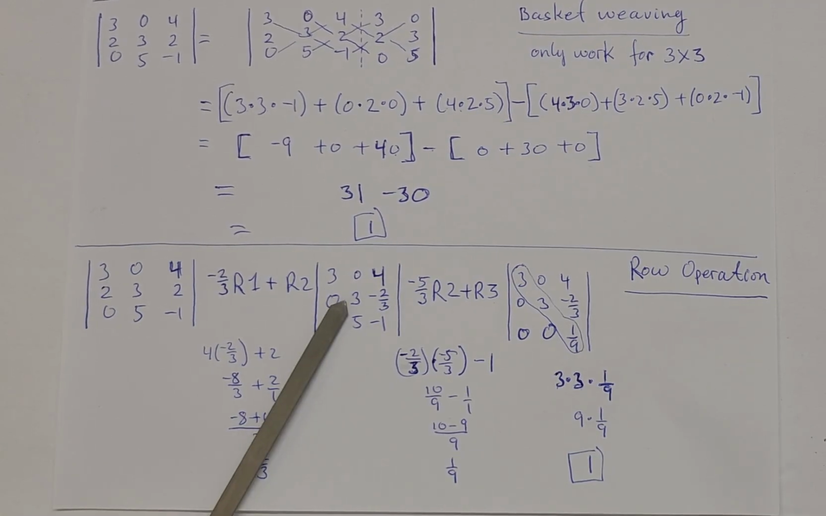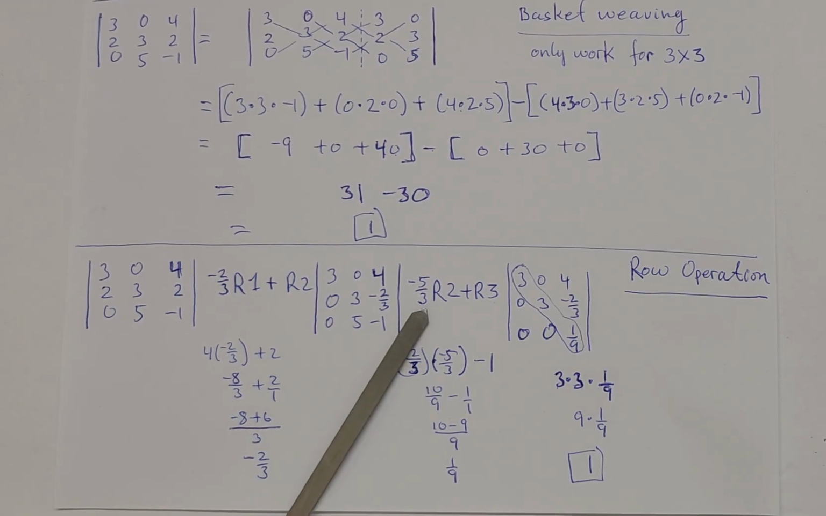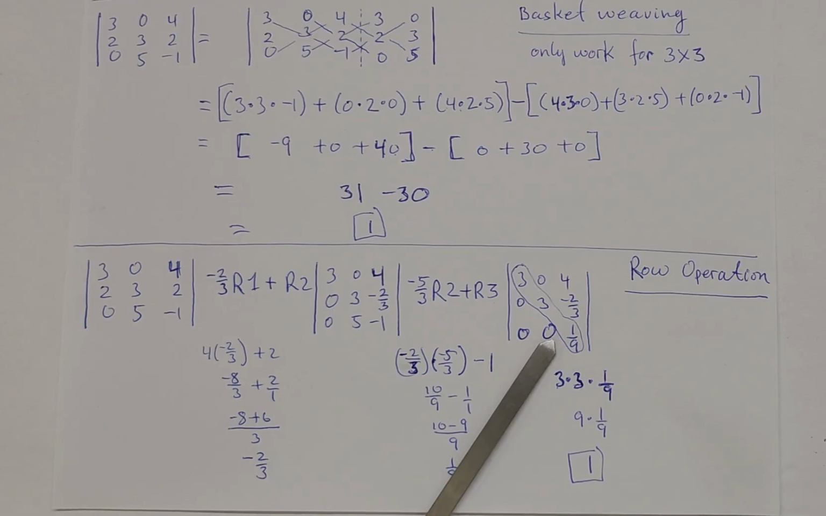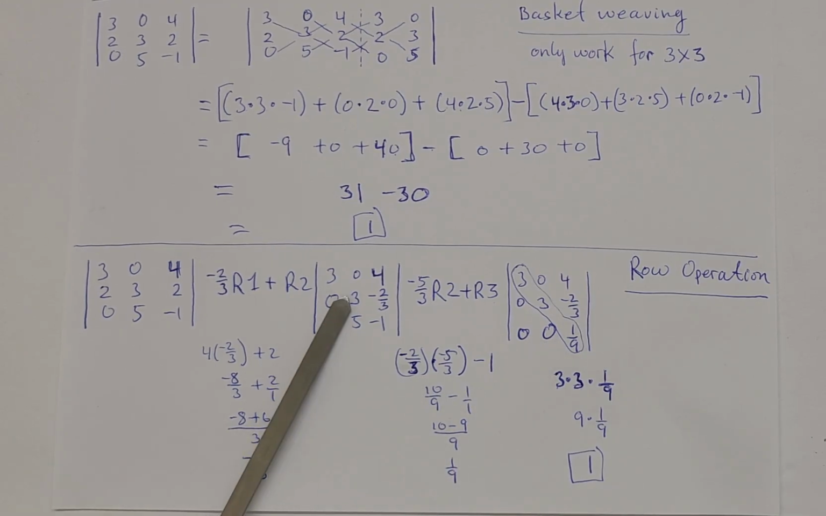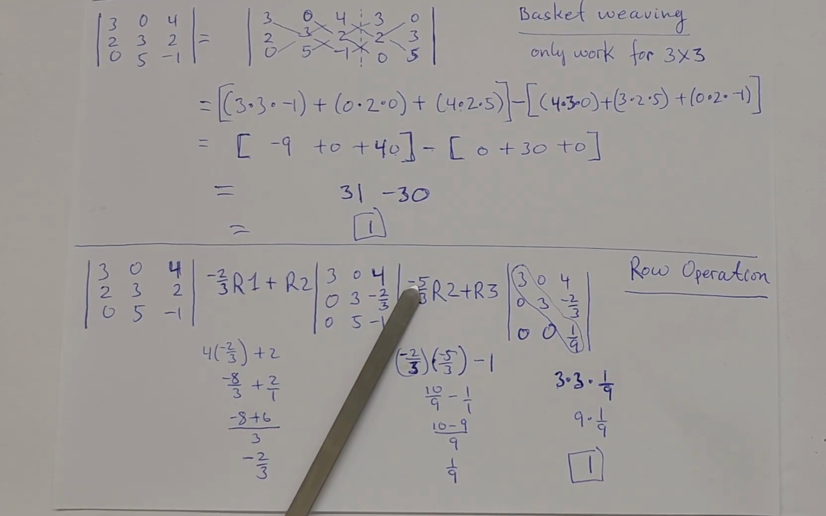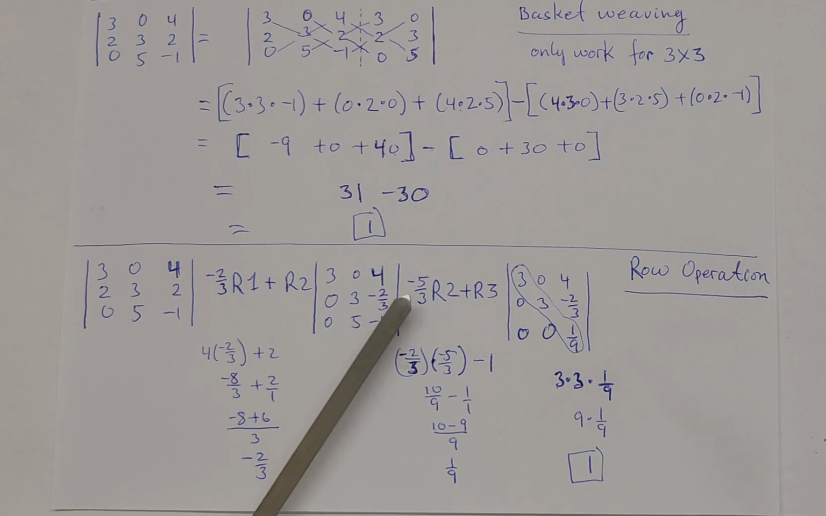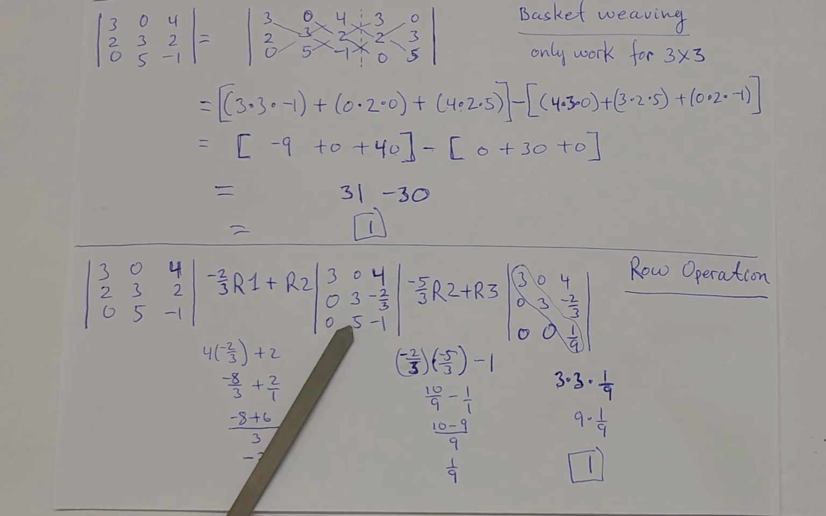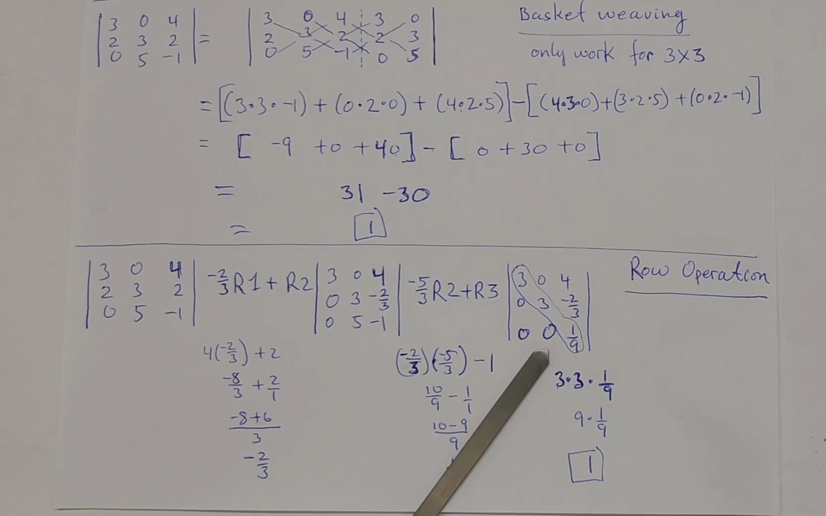So negative 5 times 3 will give me negative 15. Negative 15 divided by 3 will give me negative 5. Negative 5 plus 5 gives me this 0. One more time, 3 times negative 5 is negative 15. Negative 15 divided by 3 gives me negative 5. Negative 5 plus 5 gives me this 0.